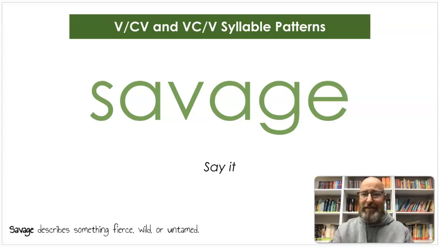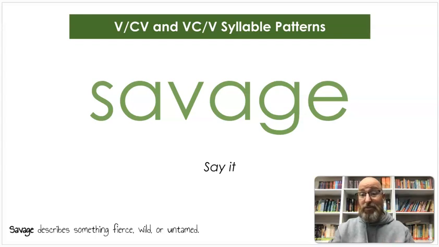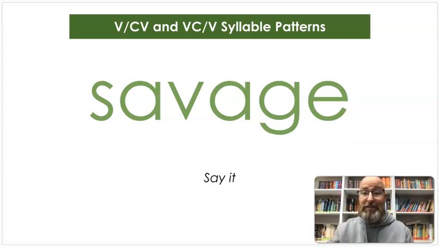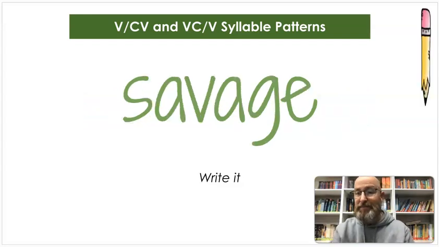Our next word is savage. Say savage. Savage describes something that's fierce, wild, or untamed. Let's count the syllables. Savage. Savage. Let's spell it. S-A-V-A-G-E. Savage. And let's write it.